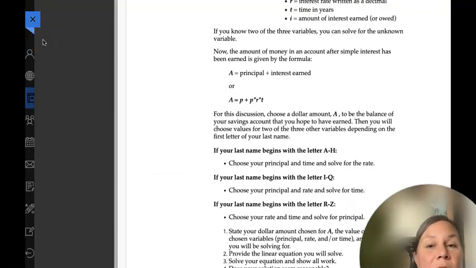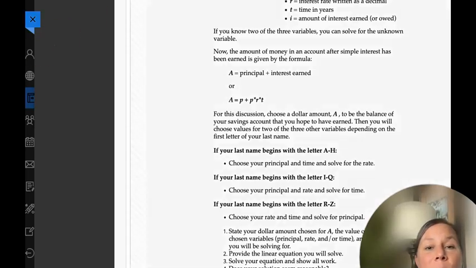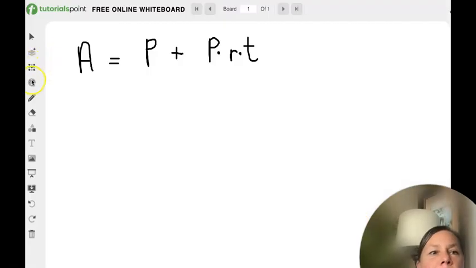For this discussion, note what your last name is and choose the scenario that applies to you. For example, my last name is Radke, which means that I will jump down to last name is R. So this is my scenario down here. I will choose a rate, I will choose a time, and I will solve for the principal.